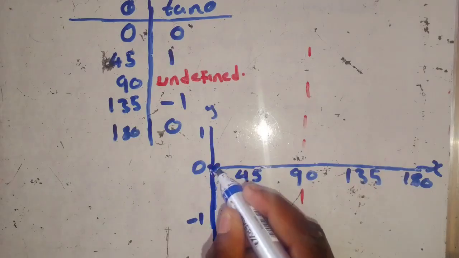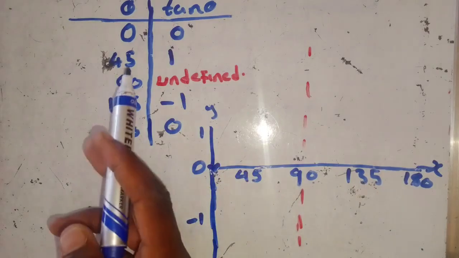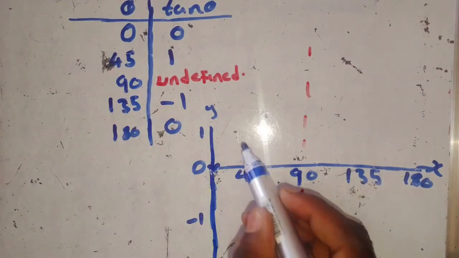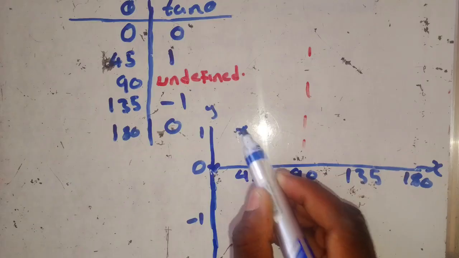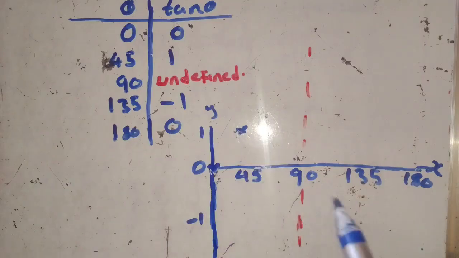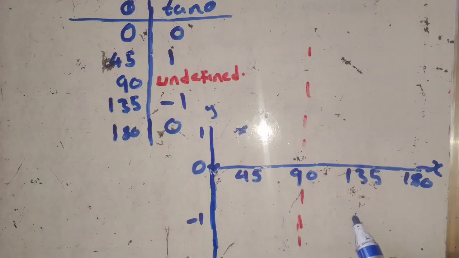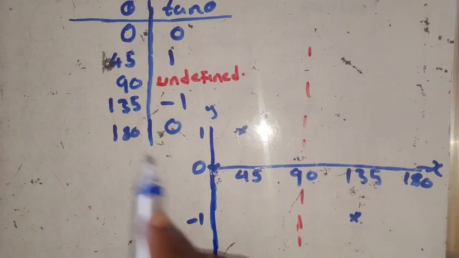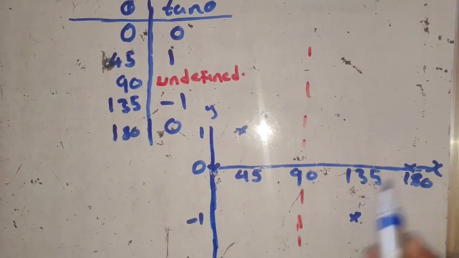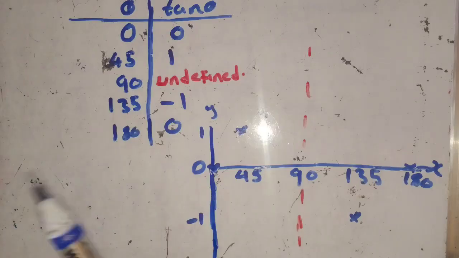Okay, 0, 0 here. After 0, 0, we have 45, 1. It's here. Okay, so after 45, 1, there is 135, -1, which is somewhere here. Then 180, 0. So if you see, we have 2 points on this side of the asymptote. We also have 2 points on this side of the asymptote.